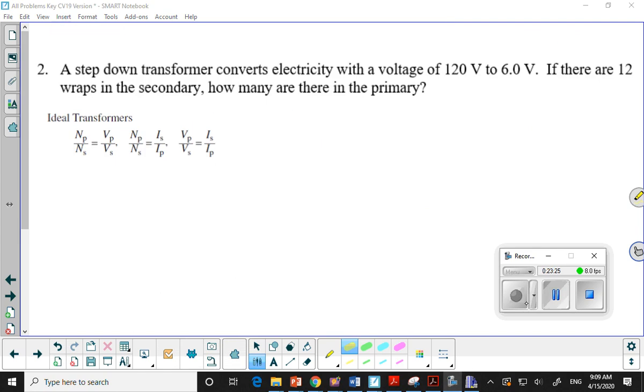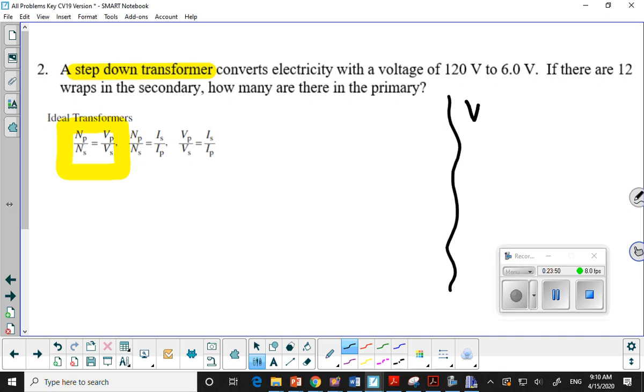Question number 2, we're going to deal with a step-down transformer. What does that mean? It means voltage will decrease. It means the number of turns will decrease. But if we were dealing with current, it would go up. But in this case, we're just going to deal with voltage and, again, number of turns. So we'll be dealing with this part of the equation right here. So let's put our little squiggly line in.